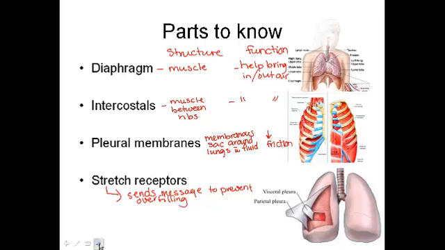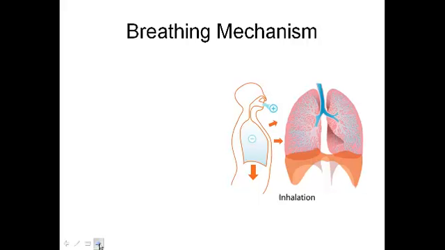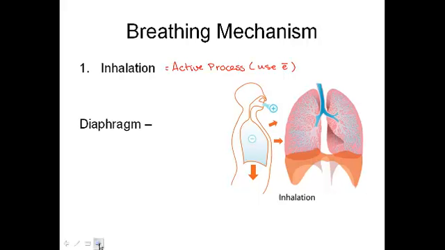So now that we know the parts, we're going to look at how they work together to help us breathe. So the mechanism of how we breathe, there's 2 ways how we breathe. One is inhalation. So this is breathing in, and breathing in is an active process. And when we say active, we mean using energy. So energy is required for muscle contractions when we're breathing in, and we're looking at the diaphragm and our intercostal muscles.